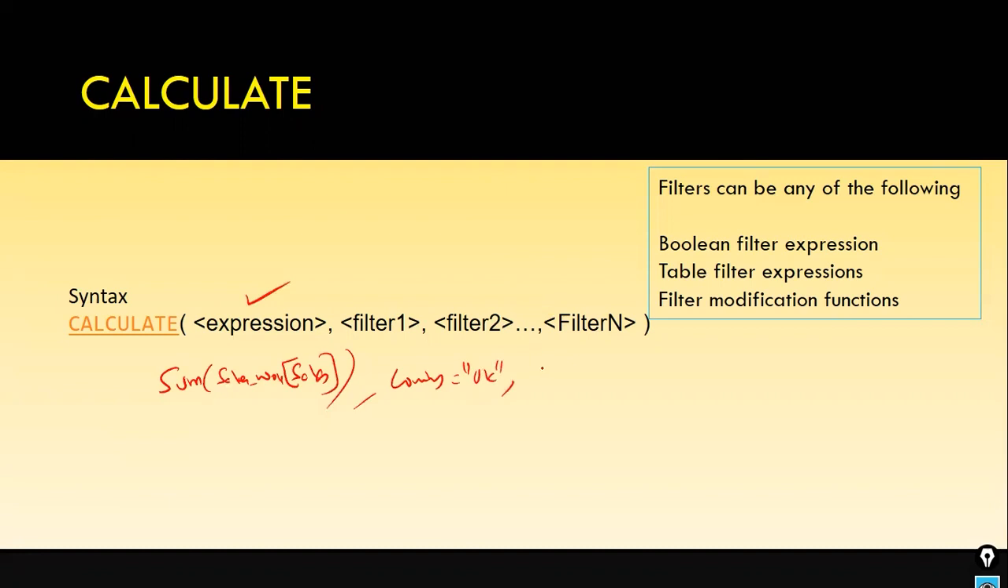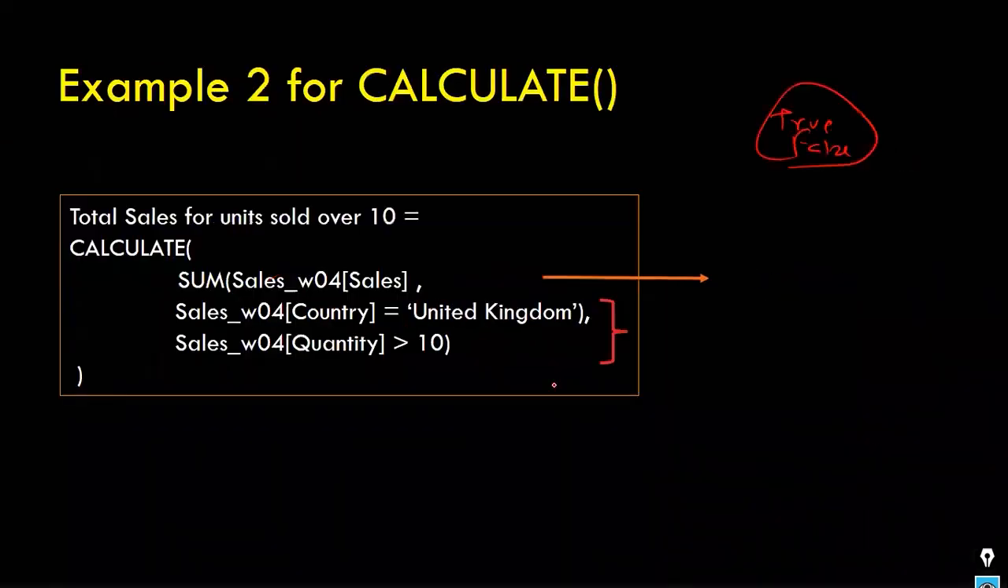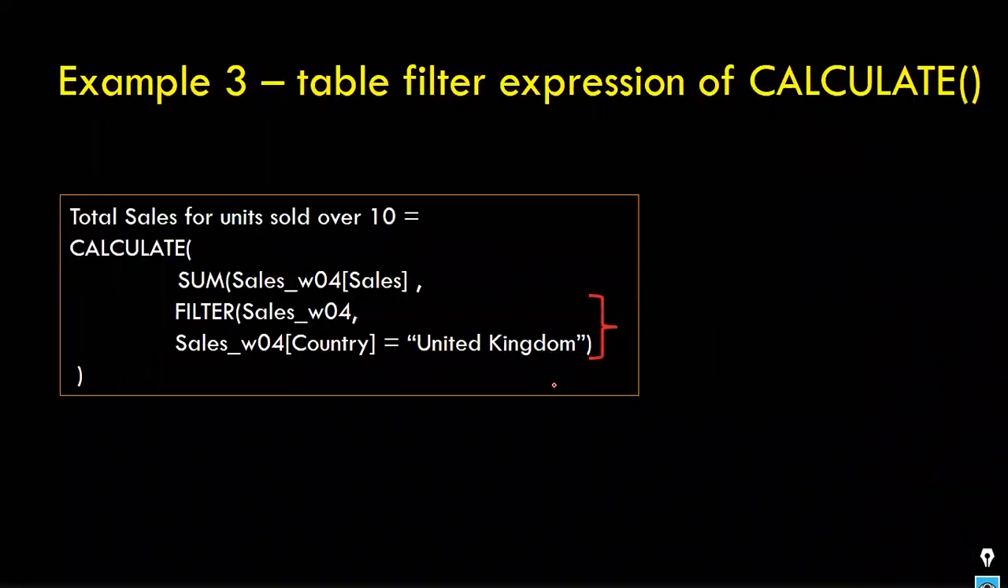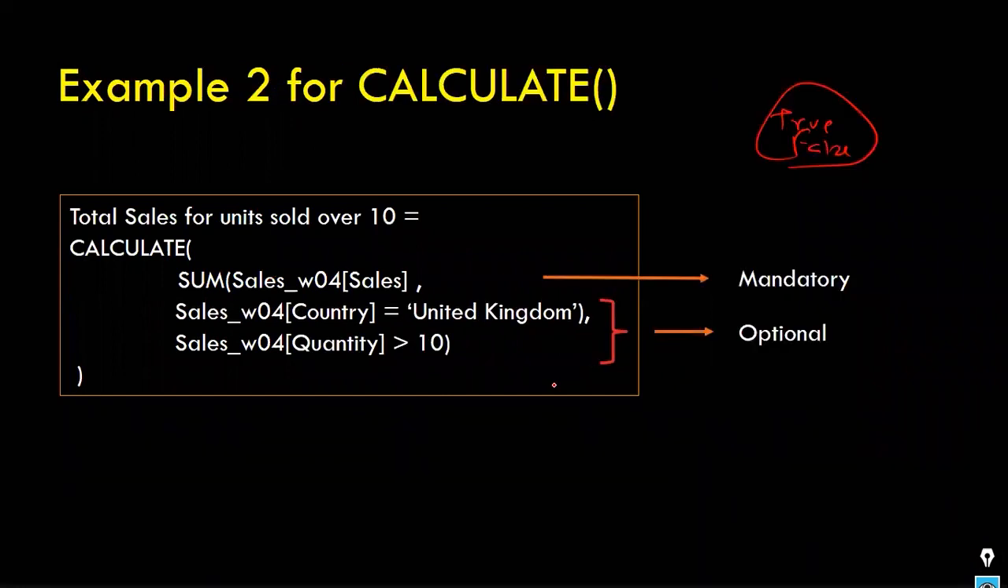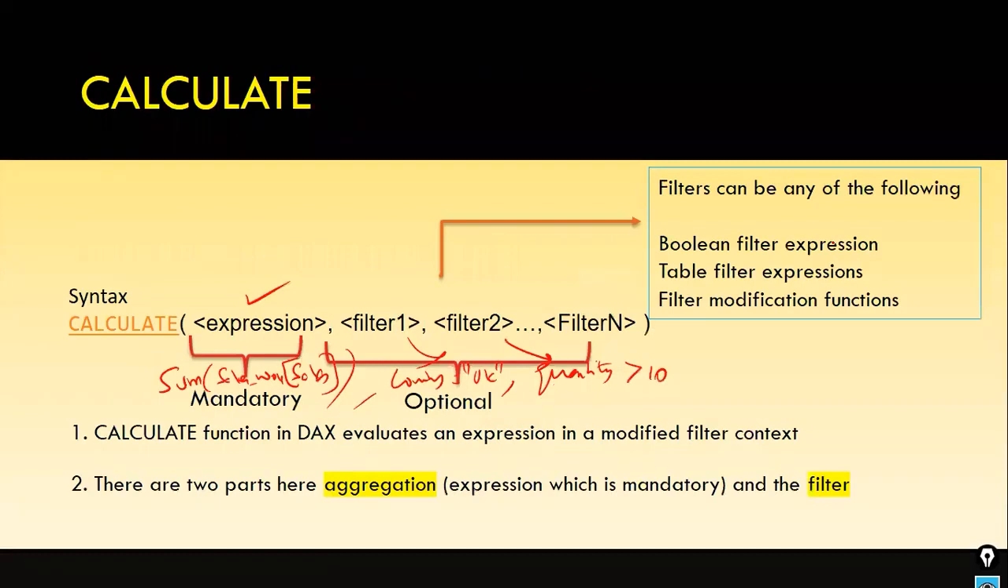Boolean. And then another filter was quantity is greater than 10, right? These two are Boolean filters. The next one is the Boolean filter condition. You can use it, Boolean filter expression. So these are all Boolean filter expressions.